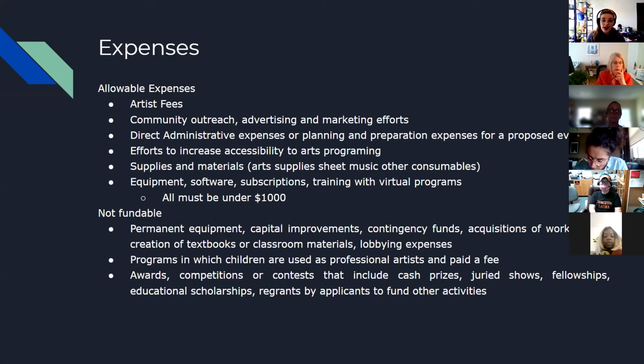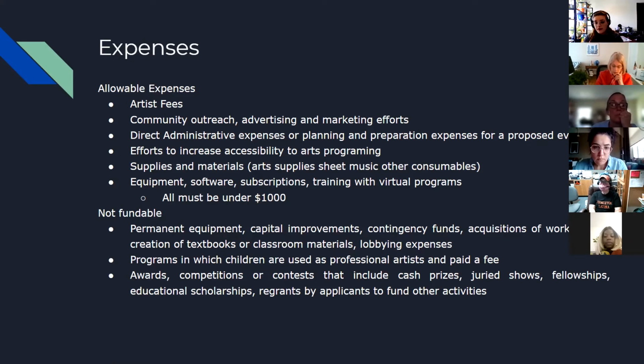Some things that are allowable expenses, so what can you spend money on? Artistic fees, we really want to make sure that we are paying artists and we are giving them a fair wage. Community outreach, advertising, and marketing efforts. Direct administrative expenses or planning and preparation for proposed projects. Efforts to increase accessibility for arts programming. Supplies and materials, as well as equipment, software subscriptions, and virtual training programs.